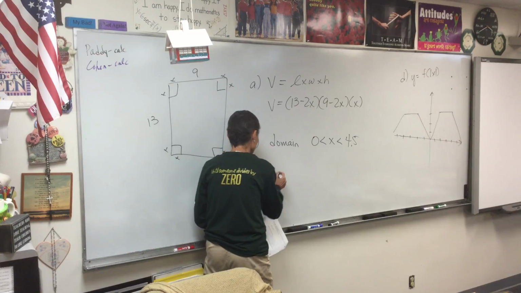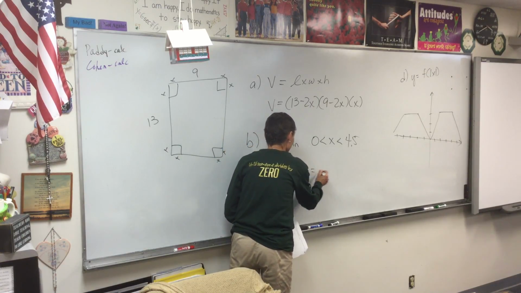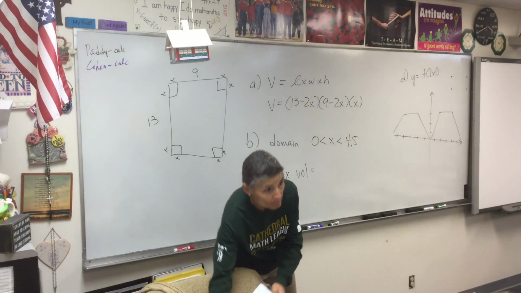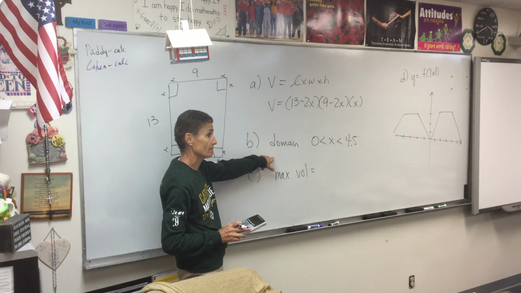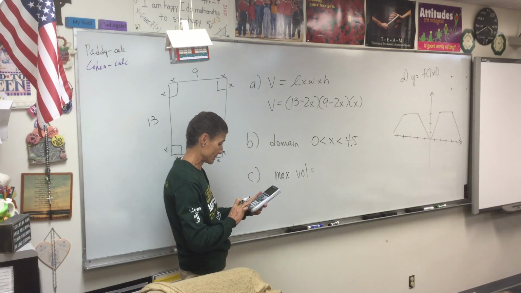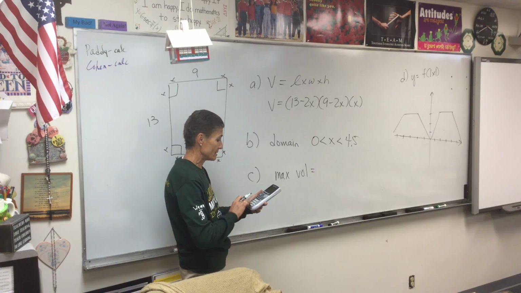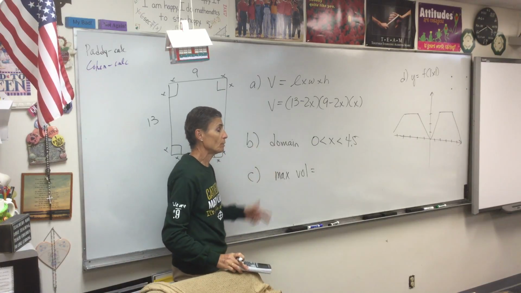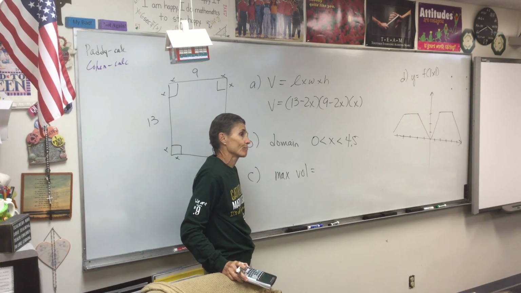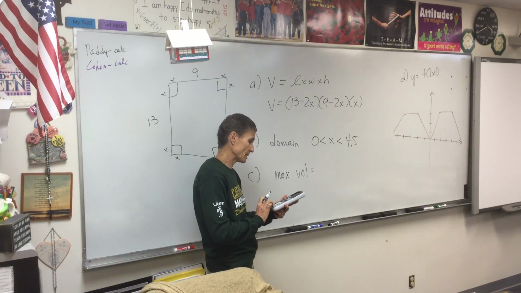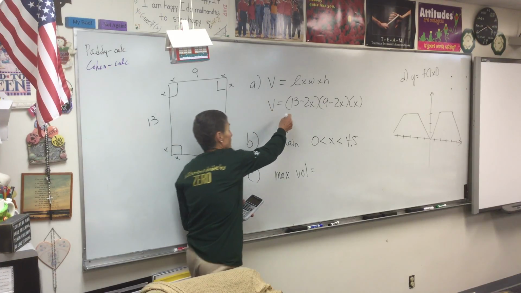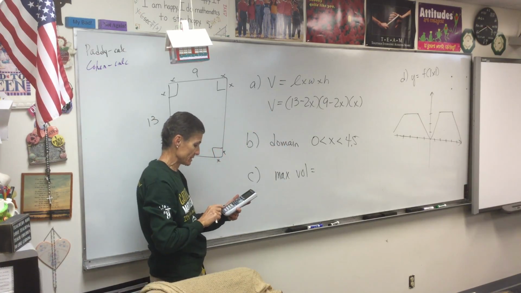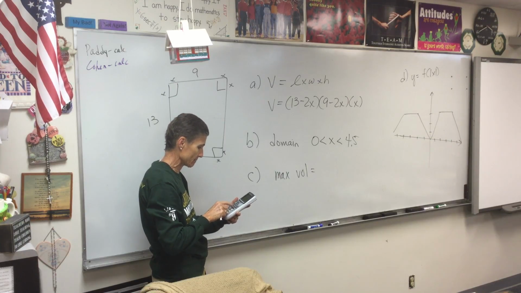Now, you got to go to your calculator, and you're actually going to find the maximum volume. So the first thing we do is make sure our window matches this. So x min, 0. X max, 4.5. Y min, 0. Now, what do you want to put in for Y max? 1,000? Ooh, that's pretty big, but we'll go with 1,000. Now put in your equation, parentheses, 13 minus 2x.